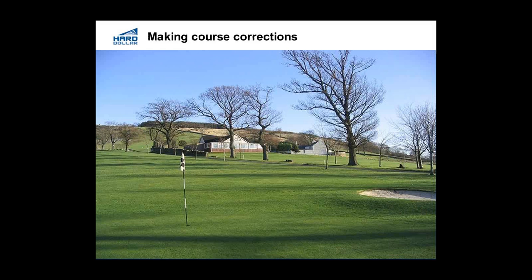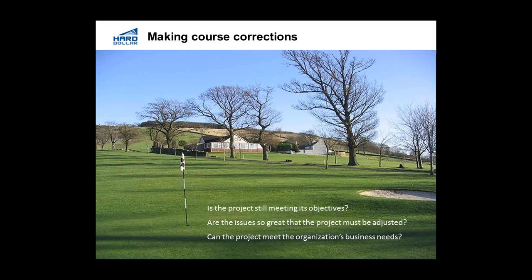So we look at these control processes that are in place. Let's say we encounter an actual issue. We see that we're going off course. Well, there are some good questions that we want to ask at that point to measure the issue. Is the project still meeting the objectives that were originally established? Are the issues so great that the project must be adjusted? And last, can the project meet the organization's business needs? So if any of these are a no, then serious consideration needs to be made. Maybe it's going to involve a change order to change the scope, or worst case scenario, it could defeat the project as a whole and it gets sidelined.